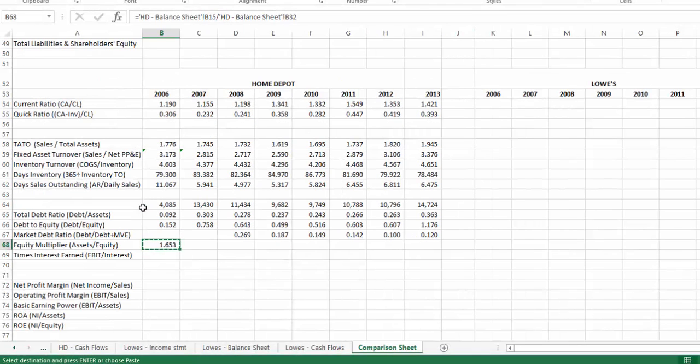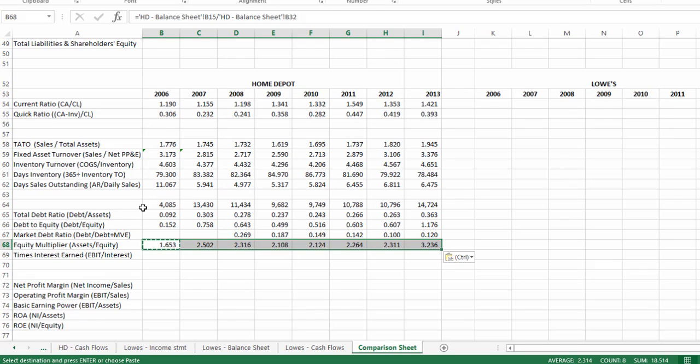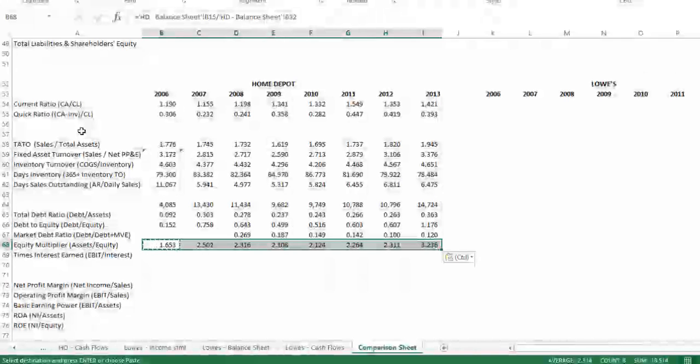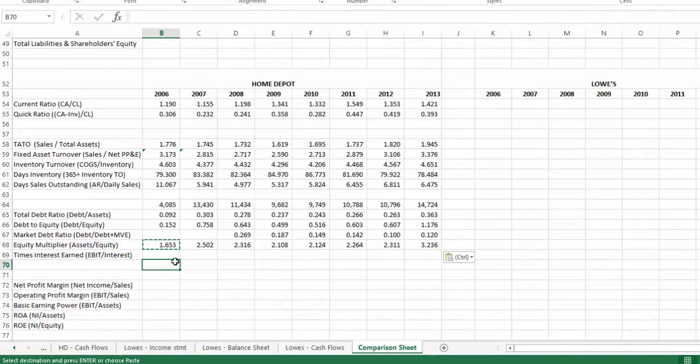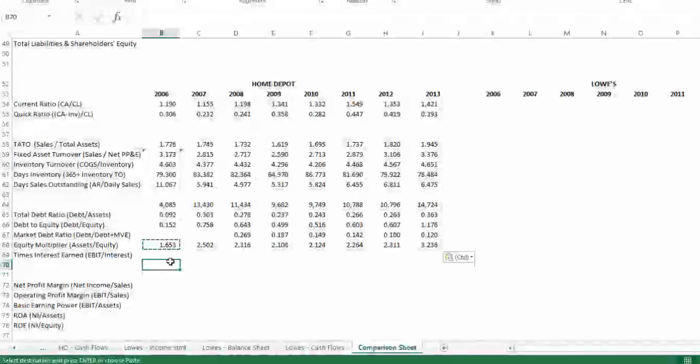And so we have 1.65 in 2006, and that's going to increase substantially. We're up to 3.2 in 2013. So again, by this measure, we've kind of doubled the use of debt. For every dollar of equity, we now control twice as many dollars of assets. And that's by virtue of the use of debt in the firm's capital structure.